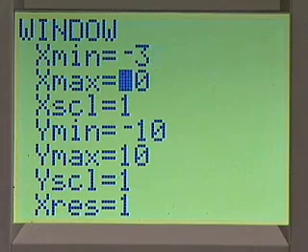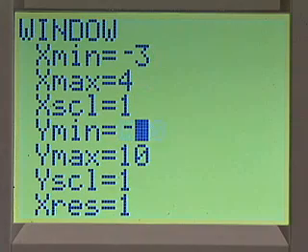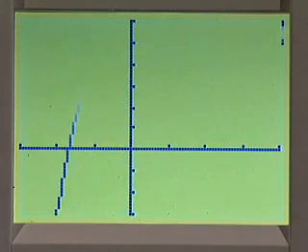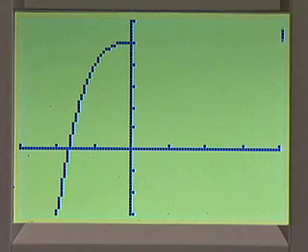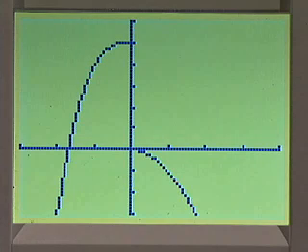That's negative 3, 4. We'll keep the scale at 1. And negative 3, 6, again with the scale of 1. And now when we look at it graphically, there's the first piece of the graph, the x cubed piece, and then we see the x squared piece coming in as the second piece.